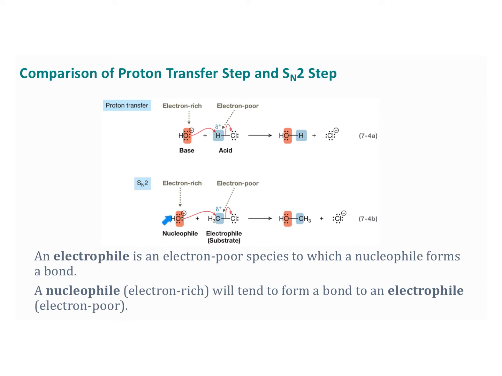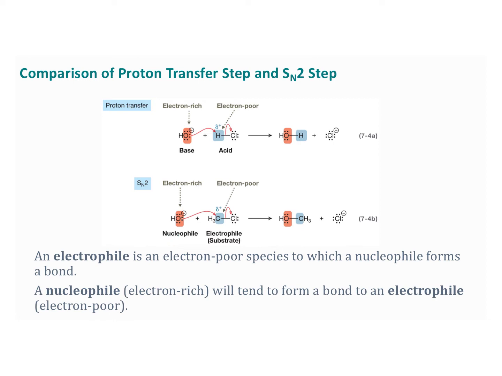In the SN2 step, now we're down here. On the other hand, the electron-poor substrate is not behaving as an acid because it's not donating a proton, but it's behaving as an electrophile, okay? So we define this as an acid because we have this proton transfer. Here we're not going to have any sort of proton transfer, so we're not going to have an acid. And so we have to have another term for this substrate, and that's an electrophile. And an electrophile is an electron-poor species to which a nucleophile forms a bond. That's it. That's the whole definition. It's written right here for you.